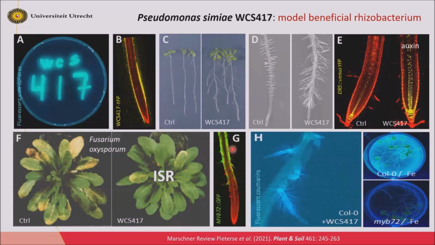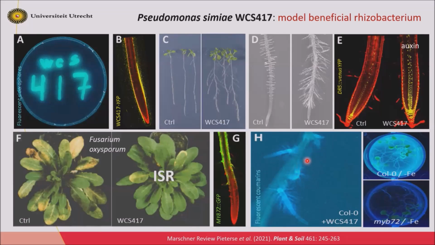Well, if you knock out this gene, then we have demonstrated that we do not get systemic immunity anymore in the plants. So it's really required for the induction of systemic resistance. Well, another thing that we have demonstrated is that this MIP72 transcription factor in the roots is also very important for the production of a secondary metabolite that we know as coumarins. And coumarins are secondary metabolites that are produced by the phenylpropanoid pathway.